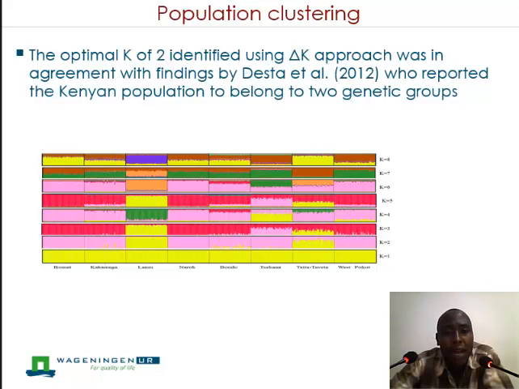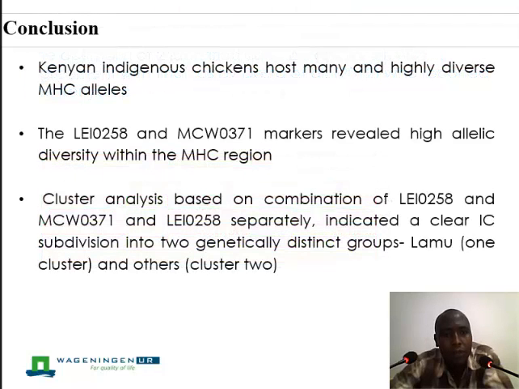and this is in agreement with the study by Desta, who reported that the Kenyan population belongs to 2 genetic groups. In conclusion, Kenyan indigenous chicken host many alleles, and these MHC alleles play a significant role in terms of disease resistance. And in terms of cluster analysis based on the MHC markers, 2 genetically distinct groups can be formed. One is Lamu and the others. Thank you.